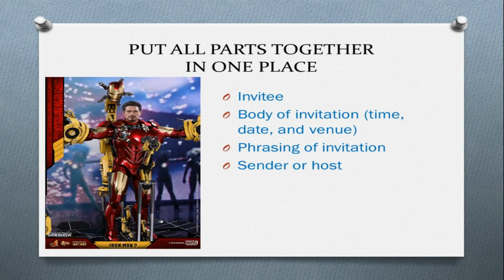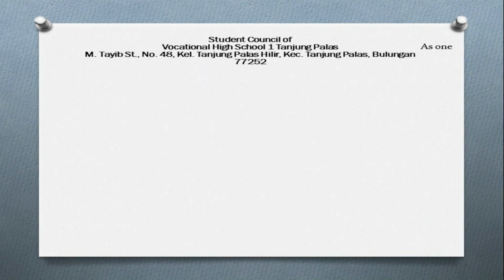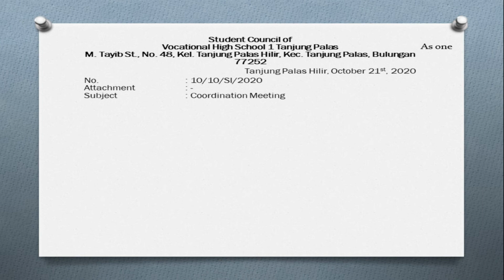Next, we put all parts together in one place. We have invitee, body of invitation, phrasing of invitation, and sender or host. Let's try to put all parts together as one. Here we have the letter head. It is optional. If you want to add, you can add. If you don't want to, don't add. Next, we have the specific location and day of when the letter is made.